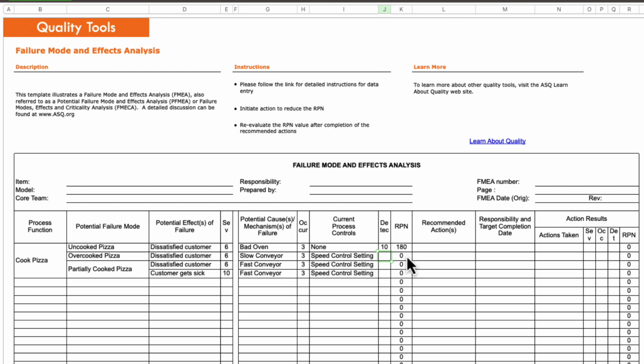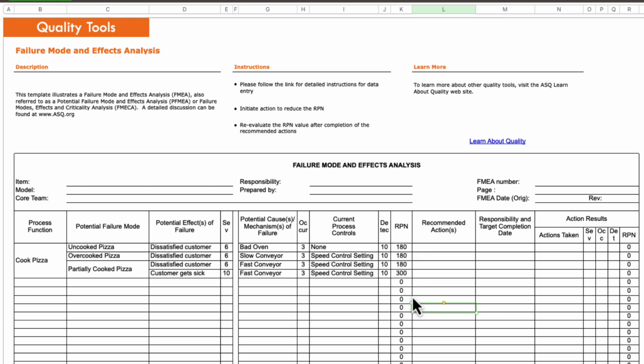So I would say that, yeah, it's great that we have it and we can control the speed, but if the speed's too slow or too fast, we really don't have any type of alarm that goes off. So I'm gonna say that it's a 10 because we don't have any detection in place. We have controls, but no detection. We're technically finished with our FMEA.